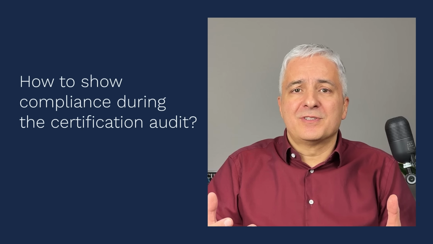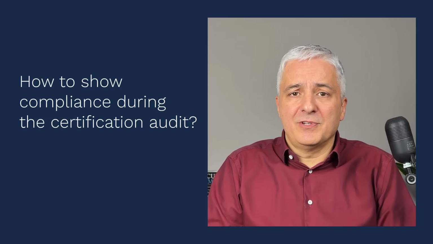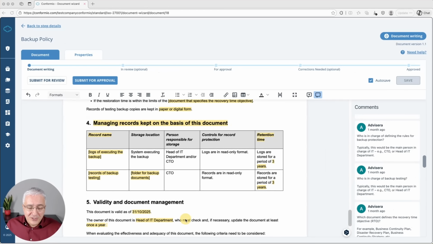And finally, a question is how do you show compliance during the certification audit? Basically, at the certification audit, you have to show evidence to the auditor that you are actually performing the activities you have specified in this document. This is where section 4 is really important, because it specifies all the records that you will create as a consequence of the activities. For example, here you will have these logs of executing the backup, and it says exactly where this is stored. Also records of backup testing, again showing where you're keeping these records. So it becomes very easy for you to find these records whenever an auditor asks you.